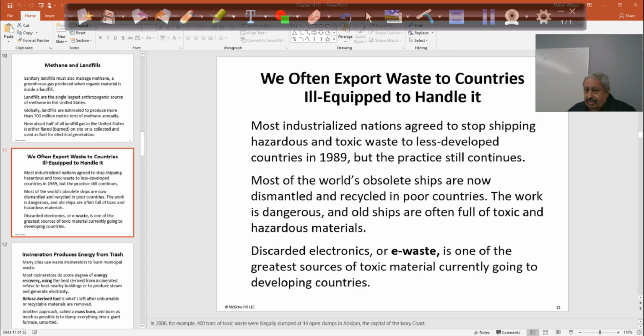Most industrialized nations agreed to stop shipping hazardous and toxic waste to less developed countries in 1989. But the practice still continues. But that's not at the level of the government. Those are sometimes companies. They don't have the resources, the funding for recycling or getting rid of this waste. Some companies will do that, but at the stage of governments, they don't do that.